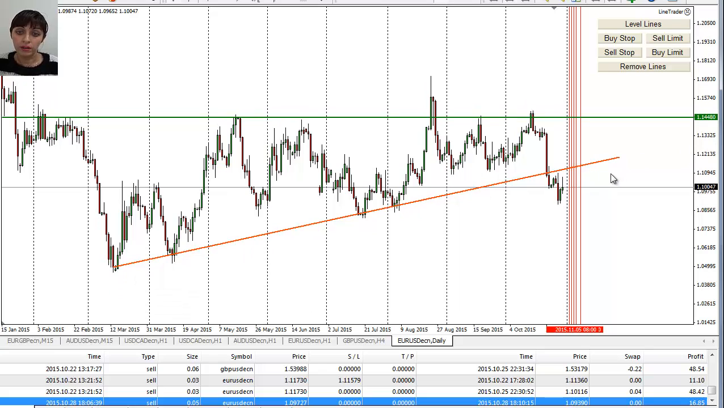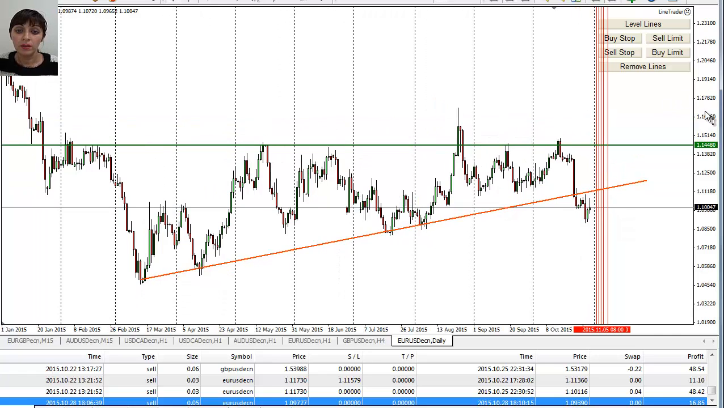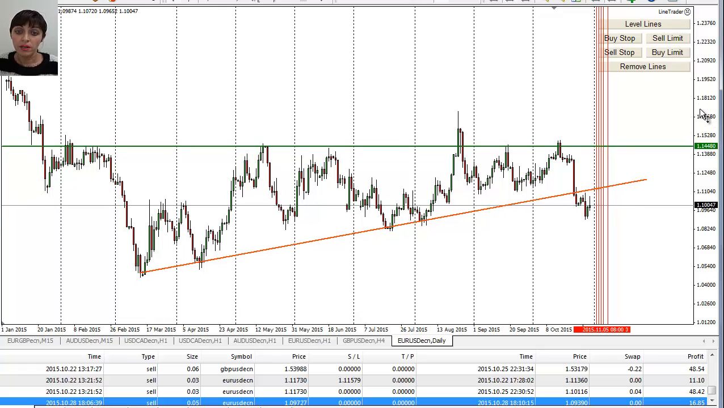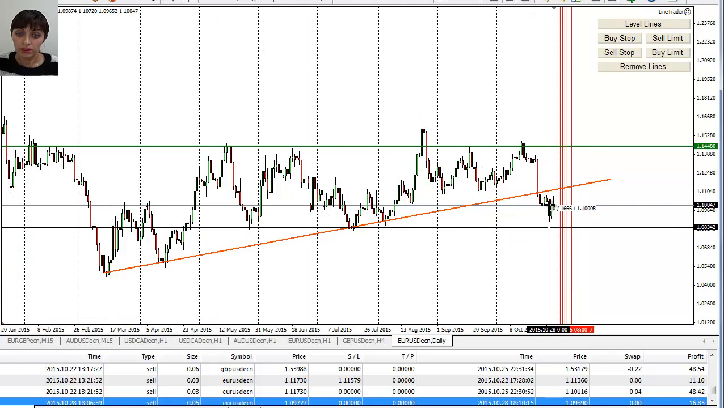So that's why my normal system for triangles I only use on 15-minute charts, 30 minutes and 1 hour. But not on a daily chart, because it's a lot of pips. Look at that, how many pips in here.